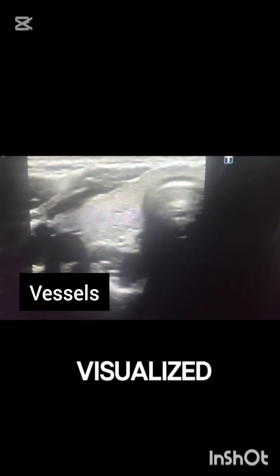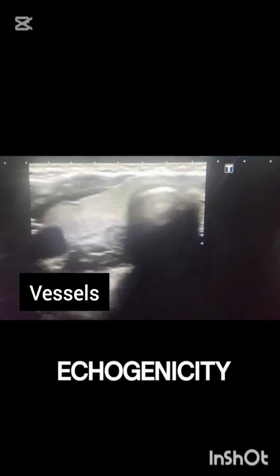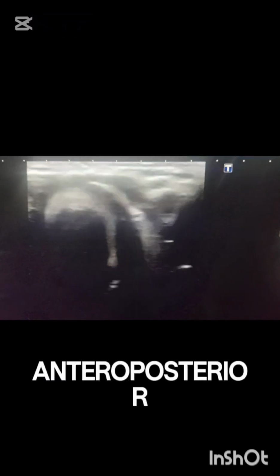The isthmus is visualized clearly, measuring within normal limits, usually 2 to 6 millimeters in thickness, and appears similar in echogenicity to the lobes. The dimensions of the thyroid lobes fall within normal ranges. The length of each lobe usually measures 4 to 6 centimeters, with an anteroposterior diameter of 1 to 2 centimeters and transverse diameter of 1.5 to 2.5 cm.